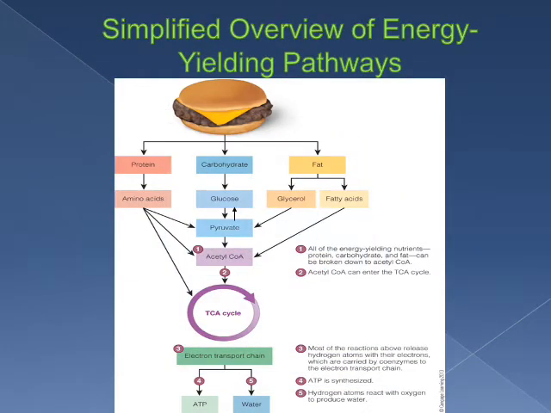Here's another simplified overview of the energy yielding pathways. Let's say you eat a hamburger, which has protein, carbohydrate, and fat in it. If you look at the carbohydrate in the middle of the slide, remember, carbohydrate is all eventually converted to glucose. Then that glucose within the mitochondria of the cell will be converted to pyruvate, and then pyruvate to acetyl-CoA, which then enters the TCA cycle and then onto the electron transport chain to produce a lot of ATP.